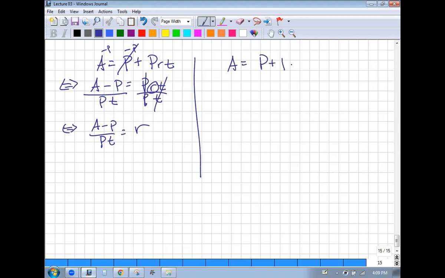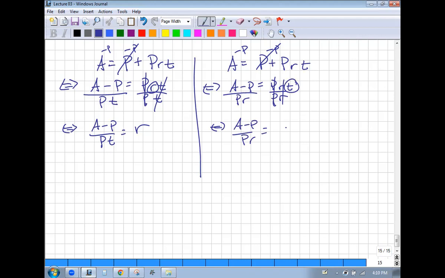What if we wanted to get T by itself? We could do the same thing. We could subtract P from both sides. We get A minus P equals PRT. If I want T by itself, I've got to get rid of the P and the R. I have to do it to both sides. That's one and that's one. We have A minus P over PR equals T by itself.